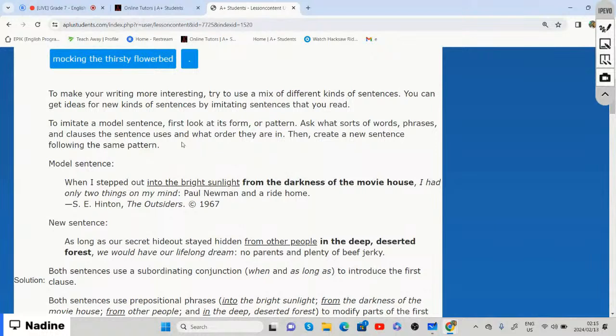So we see that when imitating a model sentence, we need to first look at the form or the pattern, ask what sorts of words, phrases, and clauses the sentence uses, and what order they are in. And then we create a new sentence following the same pattern.